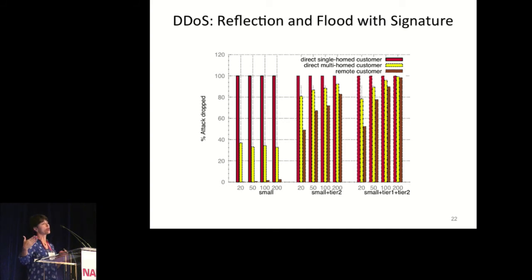However, when we have tier 2 deployment, or tier 1 deployment, the benefits become huge, not just for direct customers, but for everyone else, because there is high probability of attack traffic hitting one of the SENSS deploying ISPs, and again, because the signature is so specific, it can filter the attack.